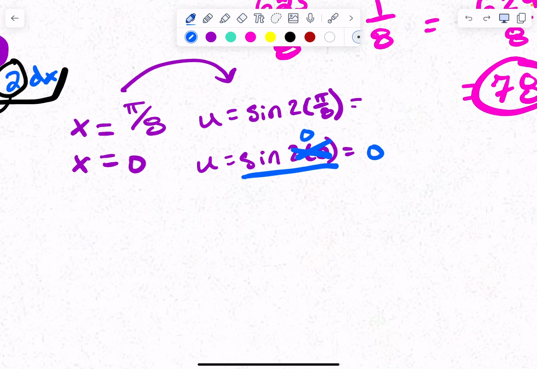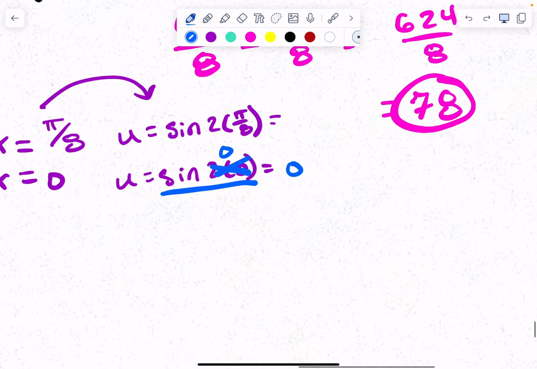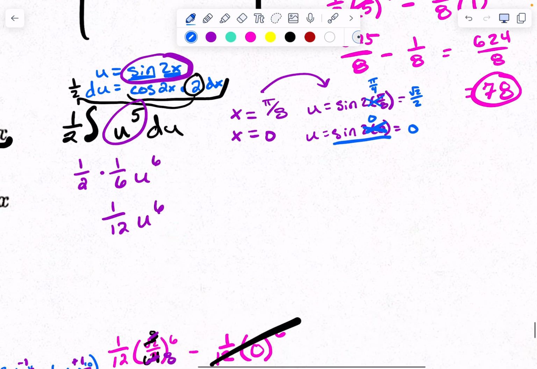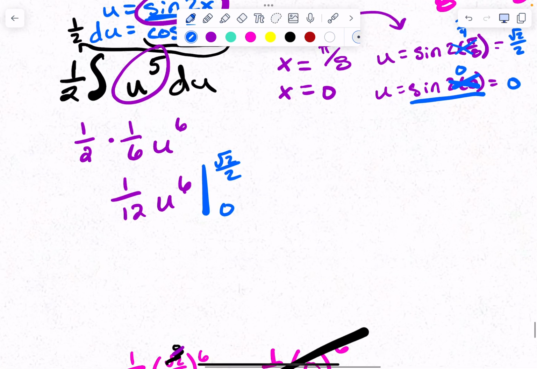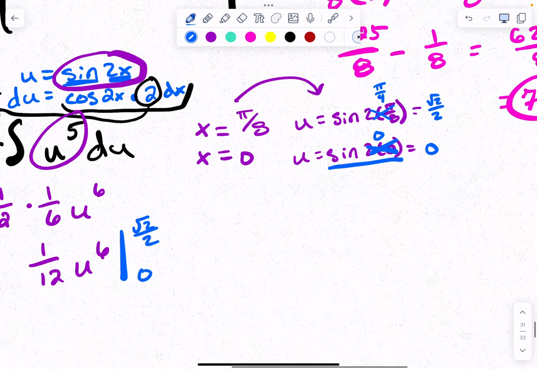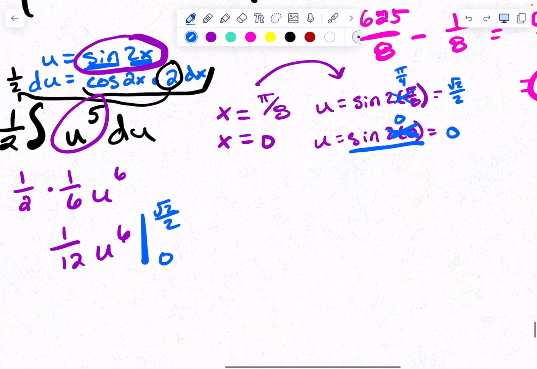This one is 2 times pi over 8, and 2 times pi over 8 is pi over 4. If you look on your unit circle, sine of pi over 4 is the square root of 2 over 2. So if I switch my limits, I've got the square root of 2 over 2 and 0, which is what I'm plugging into my antiderivative. That's changing the limits of integration, this process right here. Again, if you need to pause, go for it. All right, I'm going to keep on going.